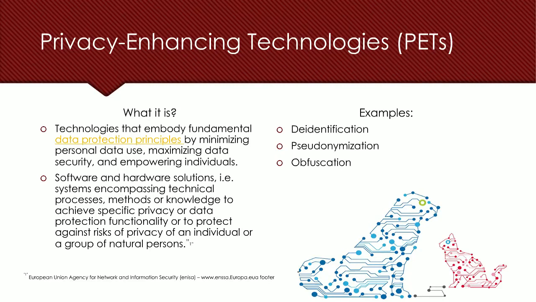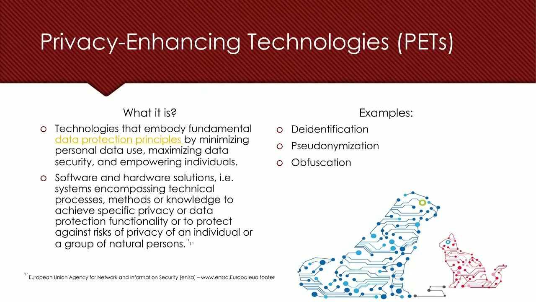Privacy-enhancing technologies are technologies that embody fundamental data protection principles. For example, minimizing personal data use, maximizing data security, and empowering individuals. A useful definition from ENISA, which is another attachment that I put in the paper, states that they are software and hardware solutions, for example, systems encompassing technical processes, methods, or knowledge to achieve specific privacy or data protection functionality, or to protect against risks to the privacy of an individual or a group of natural persons.